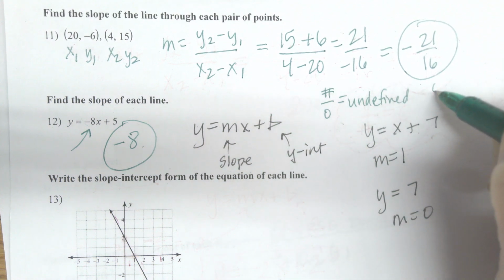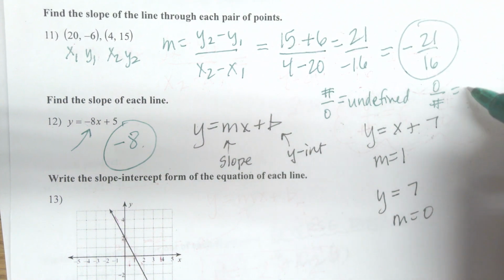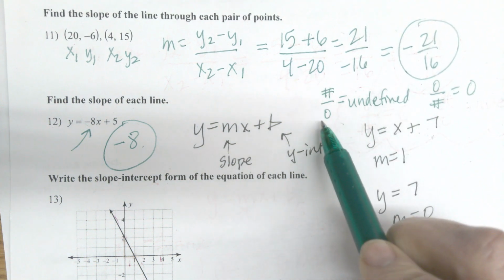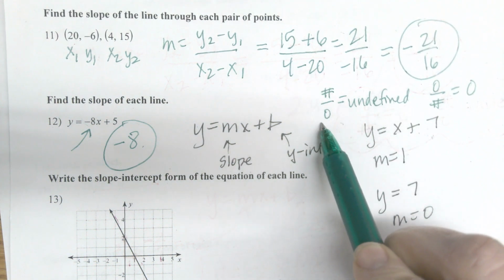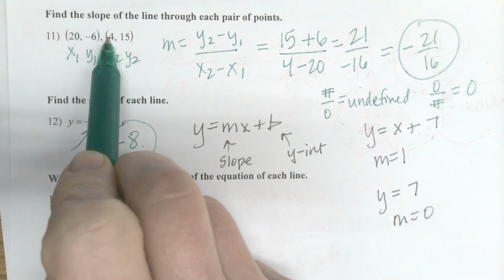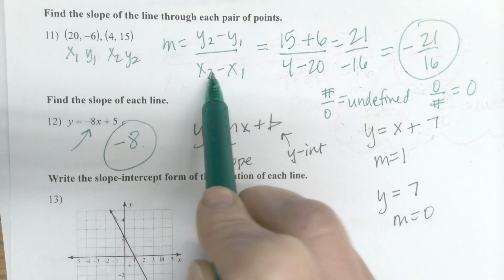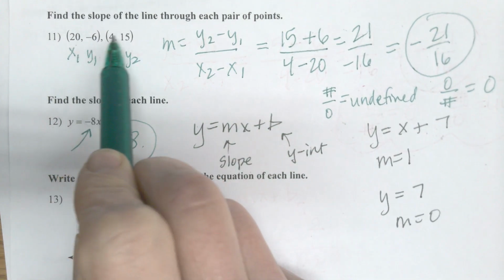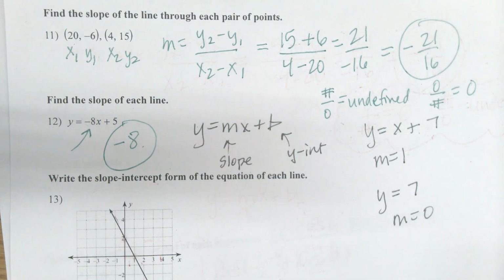If I get 0 over a number, it's 0. Watch out for those two special cases. If I get 0 on the bottom, that means the x's must be the same because the x is on the bottom. If I get 0 on the top, that means the y's must be the same. So 0 on the top is 0.